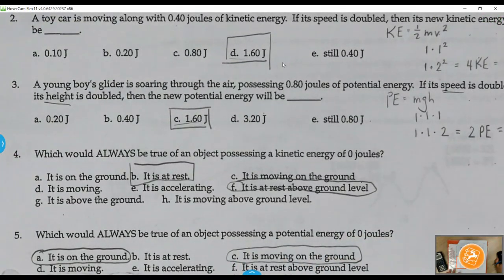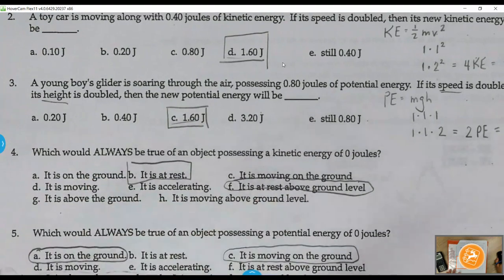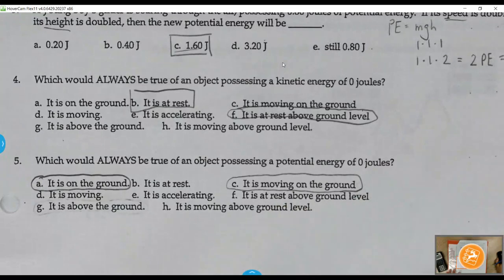Which would always be true of an object possessing kinetic energy of 0 joules? Well, for kinetic energy of 0, the object has to be at rest. Definitely. And if it's at rest on the ground level, also fine. If it was at rest on a table above ground, that's fine. But it can't say if it's just on the ground, because if it's rolling on the ground, it's moving. So that's why we can't just say that. It has to be very specific.